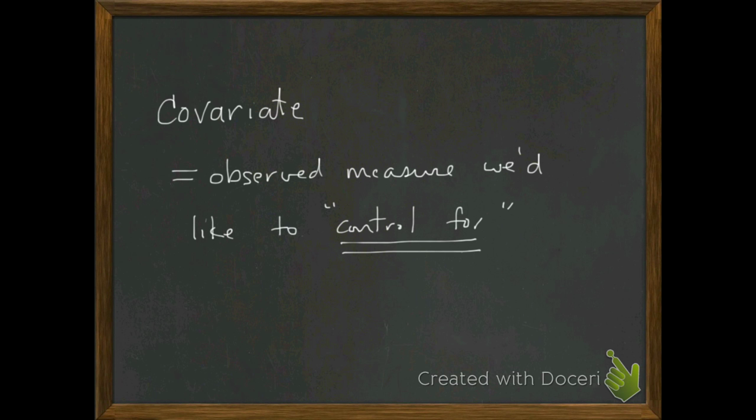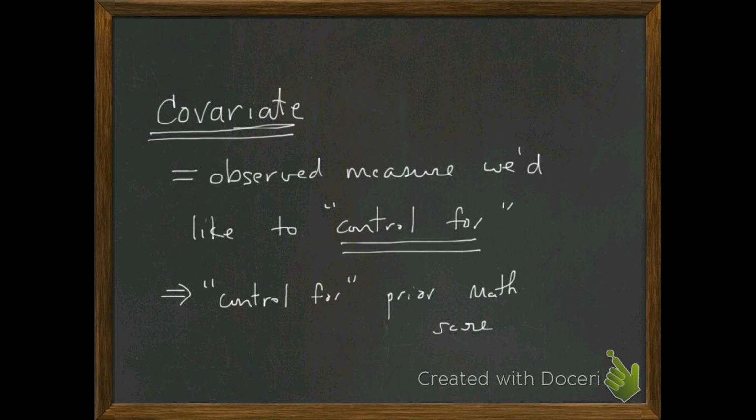So what we would like to do, and I will tell you that the classic covariate is a pretest score. So in this situation, we might want to come in with some sort of prior math score. Now, why would we want to do that? Well, let's go back to something cool.